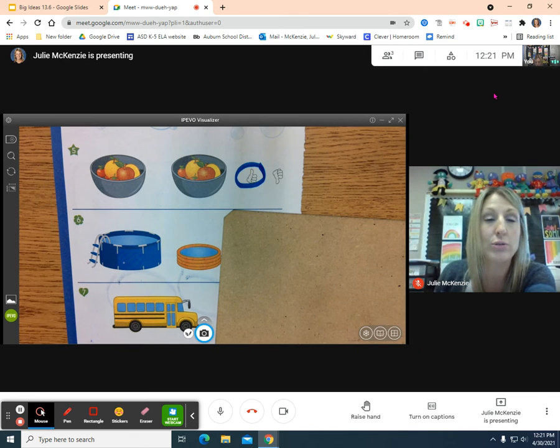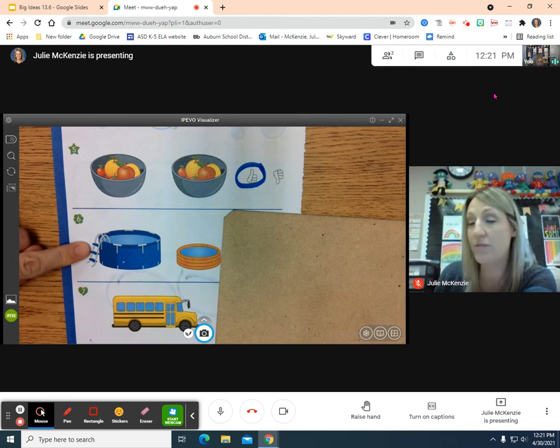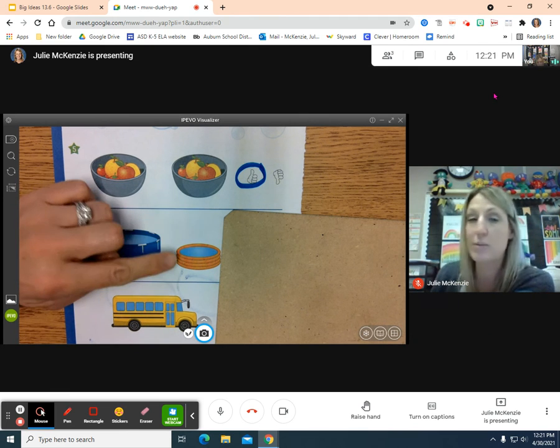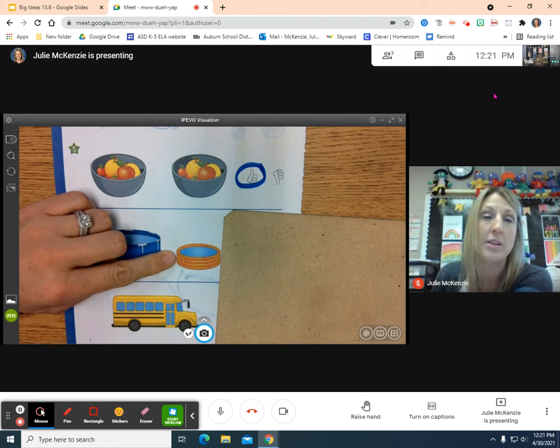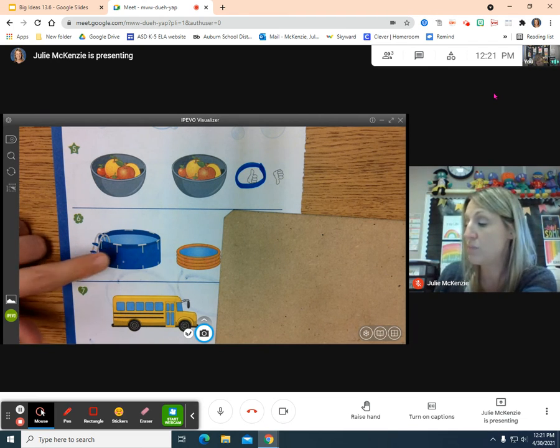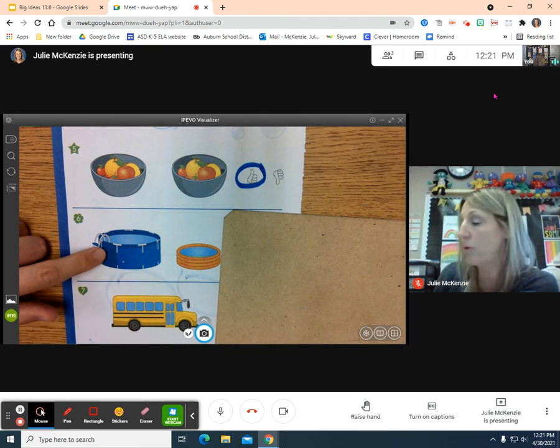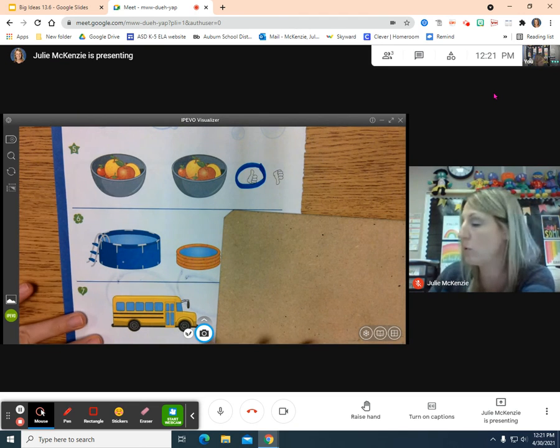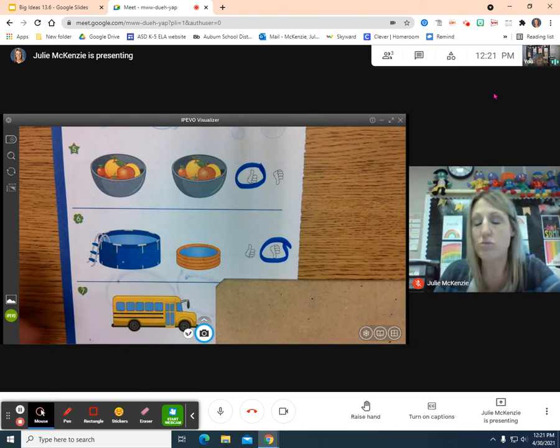Now we have two swimming pools. I see that there's one swimming pool that is very large and one swimming pool that is small. Those do not hold the same amount of water. The capacity is much bigger for the blue swimming pool and much smaller for the orange swimming pool. So that's a thumbs down. They do not have the same capacity.